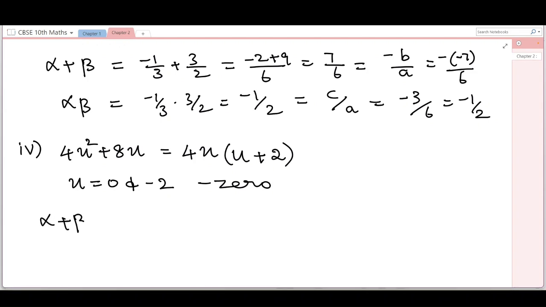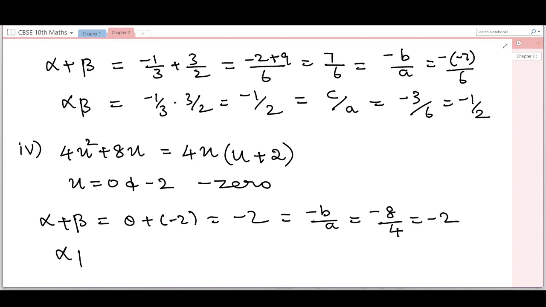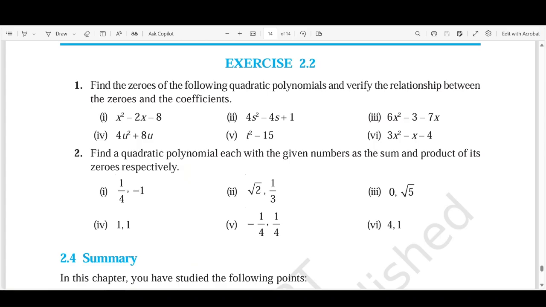Now let us check the condition. Alpha plus beta equal to 0 plus minus 2, which is equal to minus 2. This should be equal to minus b by a. Here b is 8. Minus 8 by 4 should be equal to minus 2. And alpha beta equal to 0 into minus 2, which is equal to 0. C by a. C is the constant term. Here constant term is 0. So 0 by 4 will be equal to 0. Fine. Fifth one, t square minus 15.